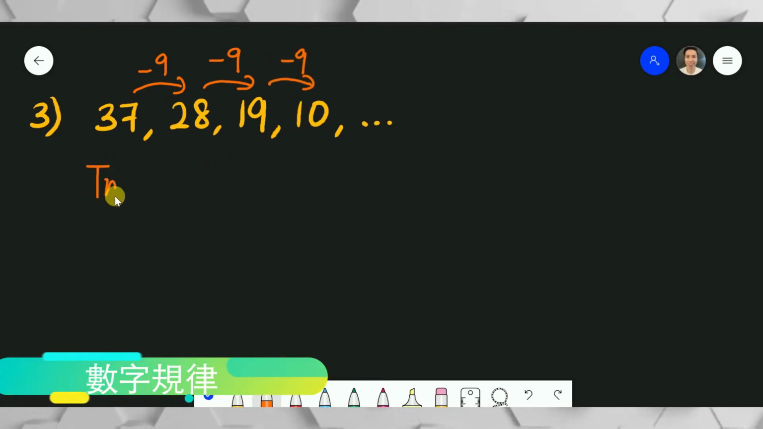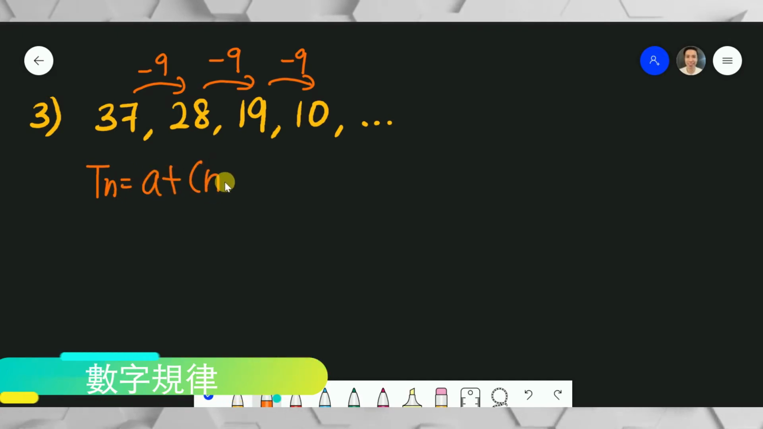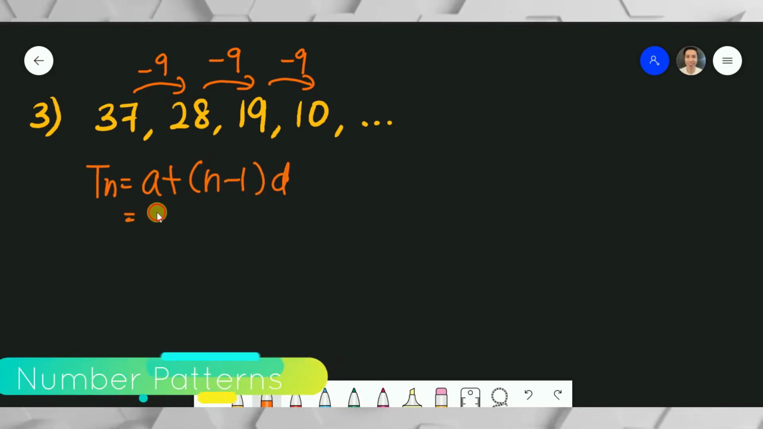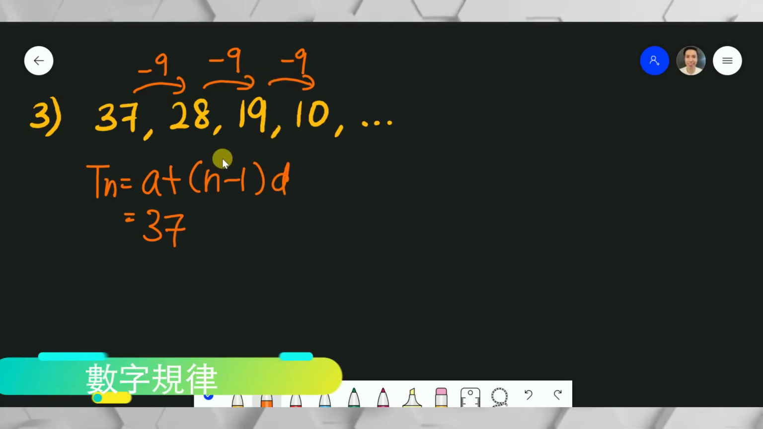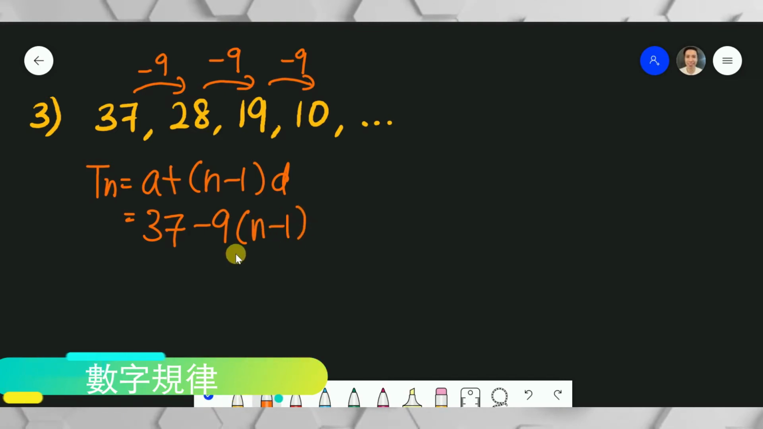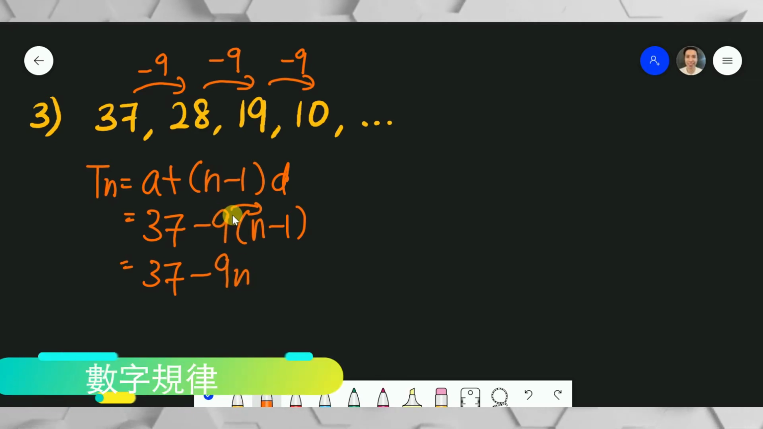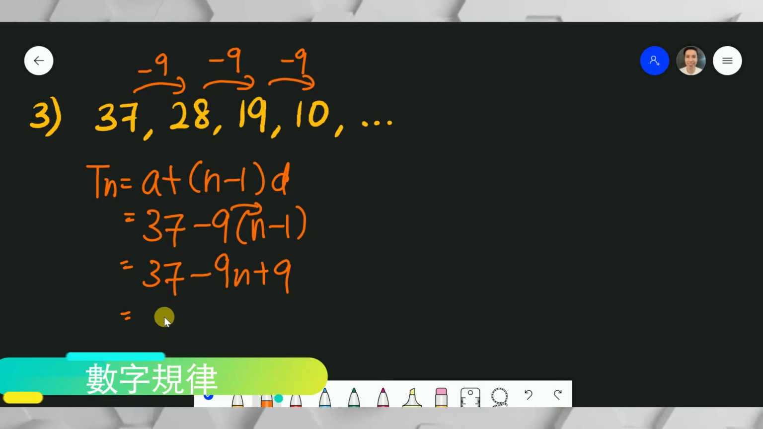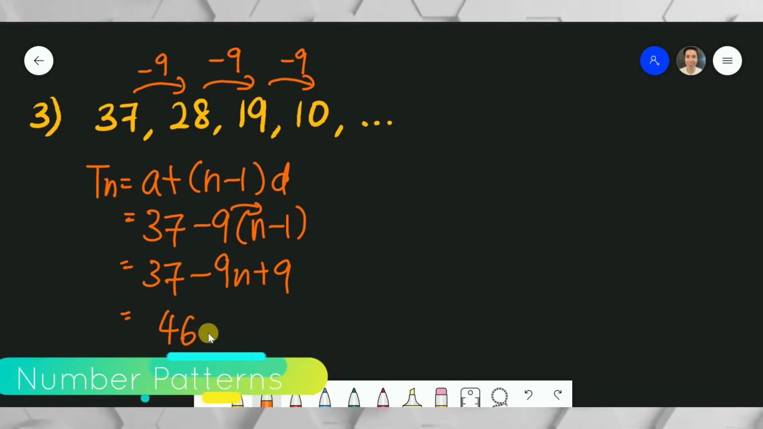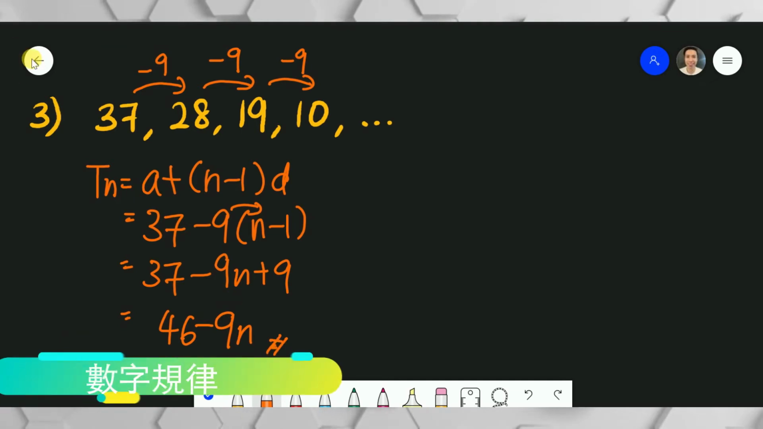So here, we can apply the formula: Tn equals a plus (n minus 1)d. My a is 37 and my d is negative 9, so I just write minus 9 (n minus 1). The final answer will be: 9 times n is 9n, and negative 9 times negative 1 is positive 9. So 37 plus 9 is 46, minus 9n as my final answer.